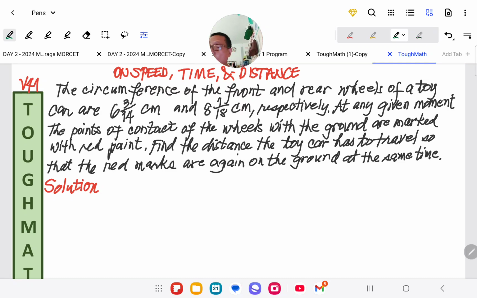Okay, so first we convert the given circumferences, which are mixed fractions, into improper fractions. So 6 and 3/14 is equal to 87 over 14. 8 and 1/18 is equal to 145 over 18.